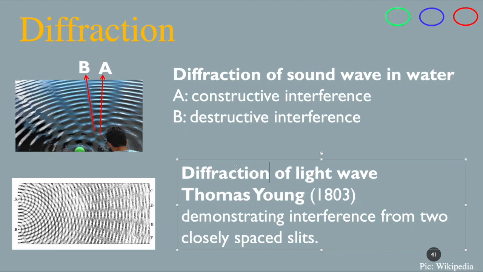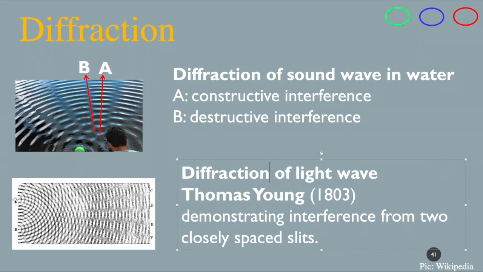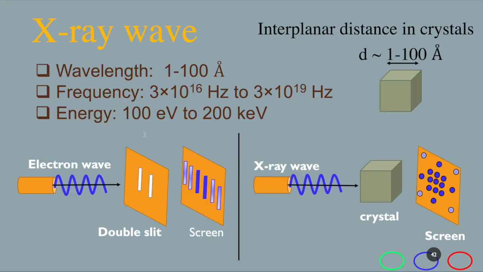Similarly, Thomas Young demonstrated that similar effects are observed with light waves. If you pass light waves through two slits, you will have diffraction patterns C, D, E, and F. And why X-ray? X-ray has a wavelength of 1 to 100 angstrom, and the interplanar distance in crystals is also in the same order, 1 to 100 angstrom.